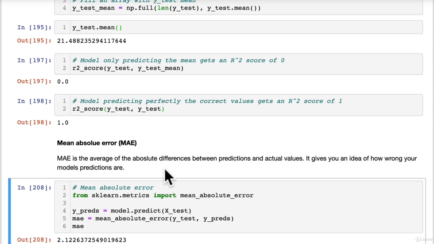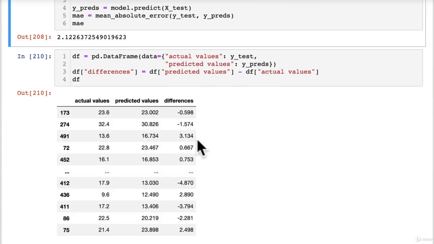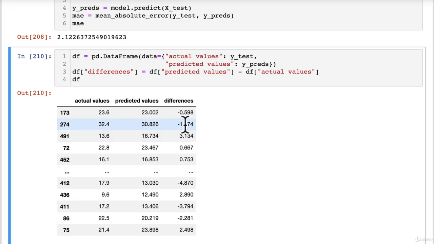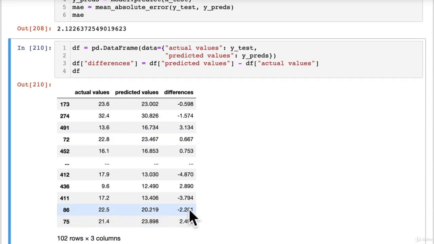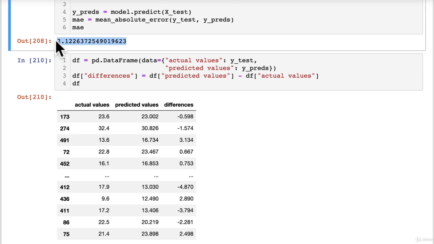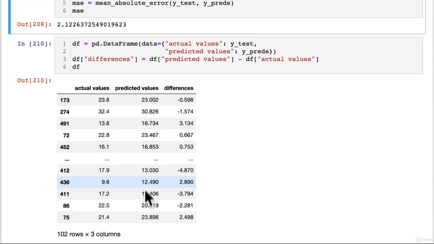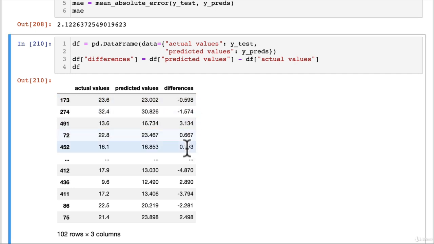And what it means by absolute is that it would turn these values positive and then add them all up and then take the mean. And then that's going to give us this number. So basically, what this is saying is that on average, every prediction our model makes is going to be on average plus or minus 2.12 away from the actual value. And you can kind of see that, right? Some are only 0.667 away, but others are more than 2.1. So this is 2.89. And this is negative 3.794.